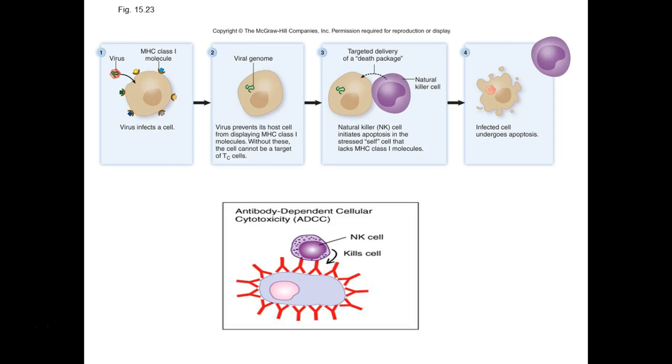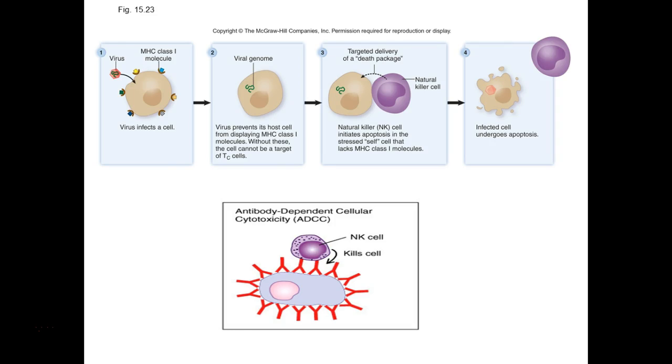So some viruses can avoid detection, at least for a little while, by not having us present. But the natural killer cell is our backup to that. If a cell isn't presenting MHC class 1, they're going to eliminate it. Make sense?